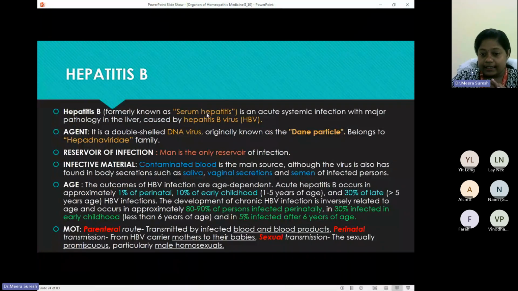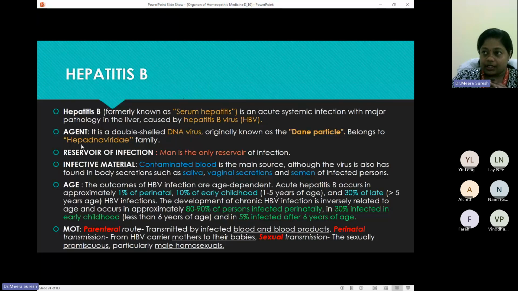It was formerly called serum hepatitis, causing major pathology in the liver, and is caused by the hepatitis B virus. This is a DNA virus. Among hepatitis A, B, C, D, E, only the B virus is a DNA virus. All the others are RNA viruses. It was originally called the Dane particle, and it belongs to the Hepadnaviridae family. Here you get the clue from the name itself: HEPA leads you to hepatitis or the liver, and DNA tells you it is a DNA variety.